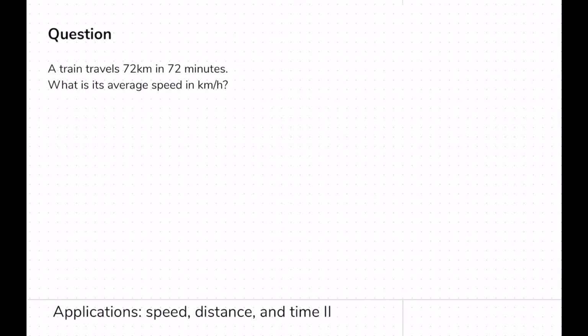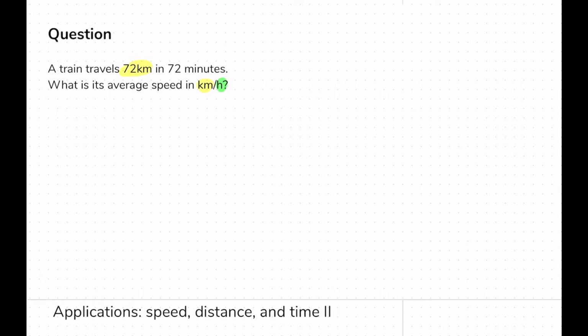In this question, a train travels 72 kilometers in 72 minutes. What is its average speed in kilometers per hour? Well, at the moment, we have the kilometers part, but we don't have the hour part. It's in minutes. So one thing I could do immediately is to convert 72 minutes into hours.